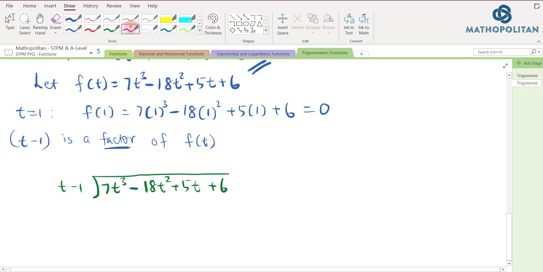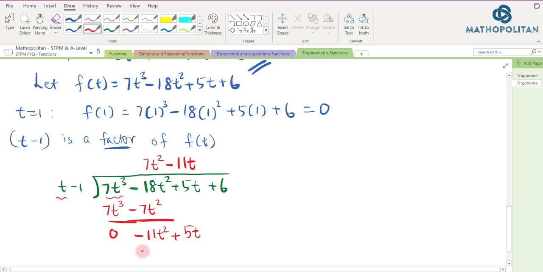Alright, so in this case, what should I divide by? So we have 7t cubed here, divide by t. So that would be 7t squared. So 7t squared times t is 7t cubed. 7t squared times 1 is 7t squared. So this would be 0. Negative 18t squared minus negative 7t squared is negative 11t squared. Then we bring down 5t. And then what do we multiply next? So negative 11t squared divided by t would be negative 11t. So negative 11t times t is negative 11t squared. Negative 11t times negative 1 would be plus 11t.